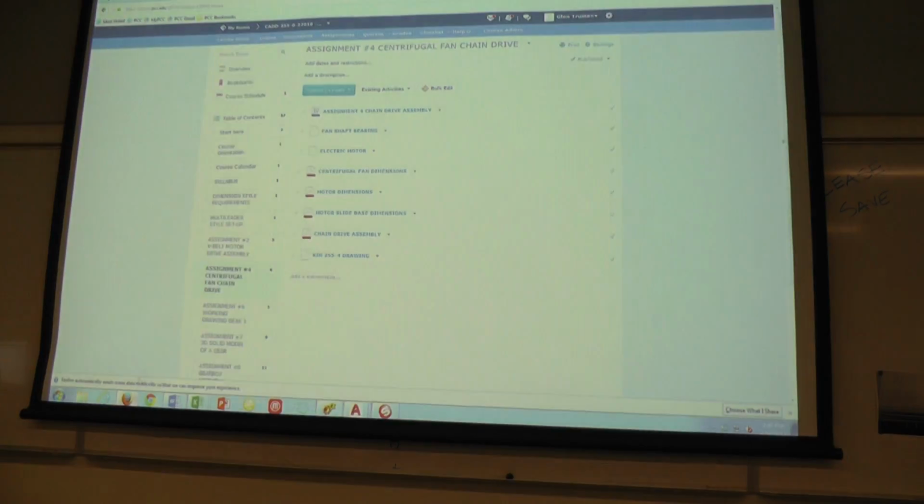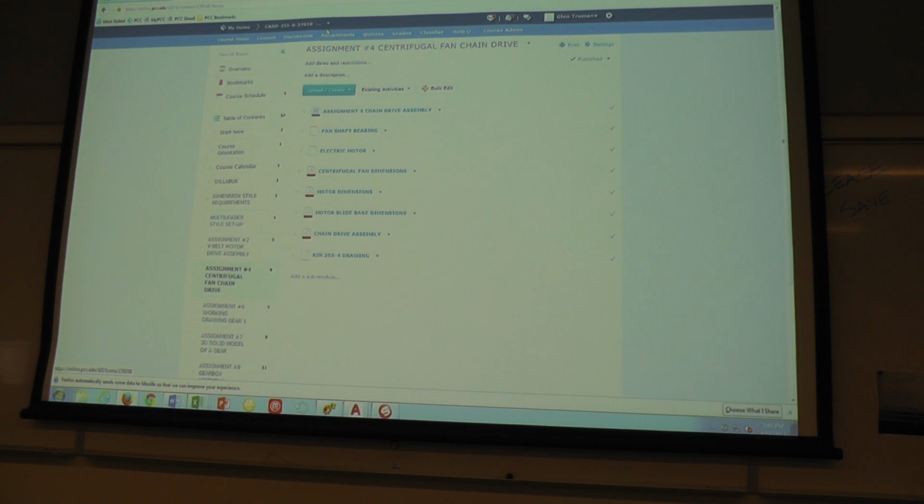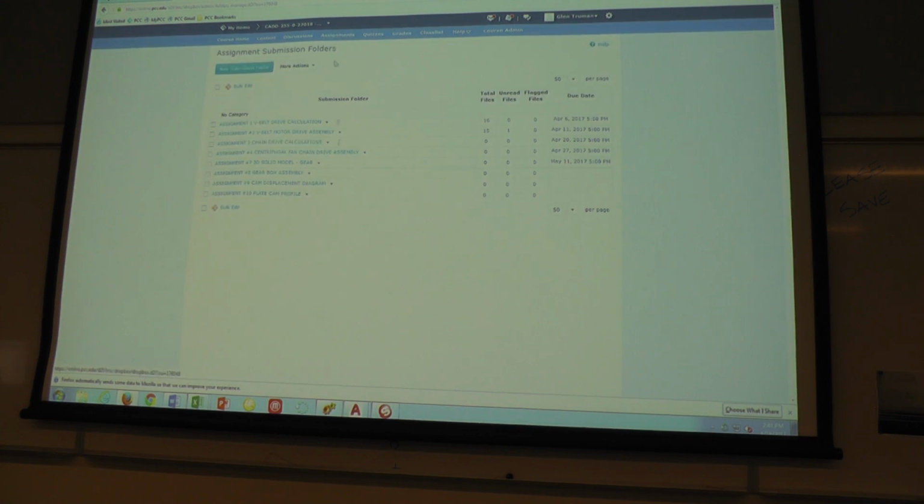All right, and back in D2L, on the assignments is chain drive calculations. It's not going to give me the right thing because I'm not logged in as a student, but you go to that link, you download the document, and you do the calculation for that. Save it as a Word document, upload it back into D2L, and we're on our way. All right, questions concerning that?